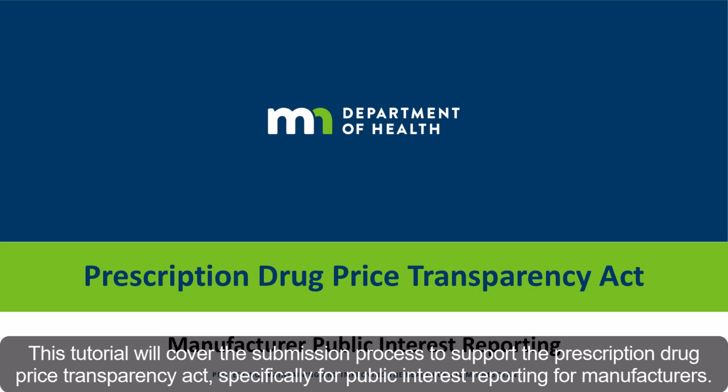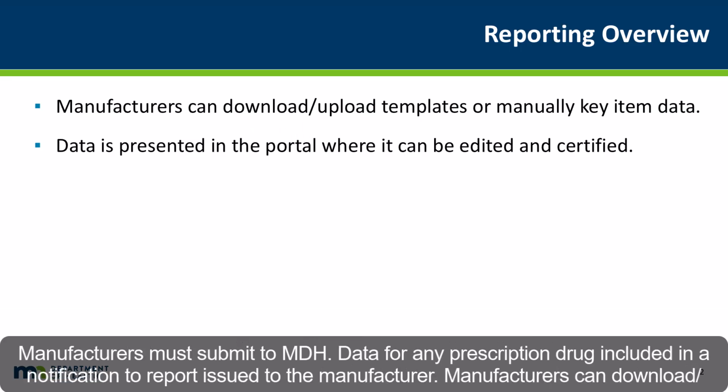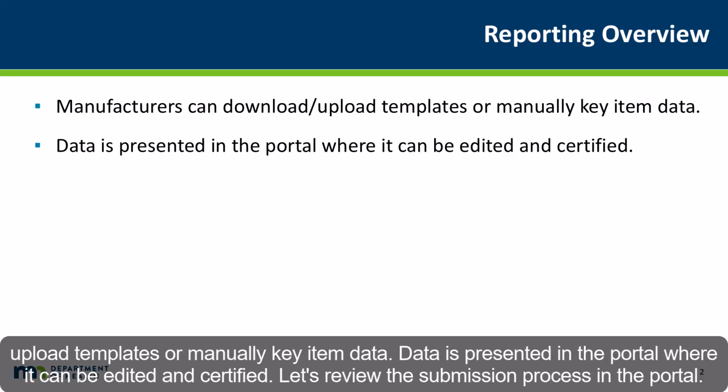This tutorial will cover the submission process to support the Prescription Drug Price Transparency Act, specifically for public interest reporting for manufacturers. Manufacturers must submit to MDH data for any prescription drug included in a notification to report issued to the manufacturer. Manufacturers can download/upload templates or manually key item data. Data is presented in the portal where it can be edited and certified. Let's review the submission process in the portal.